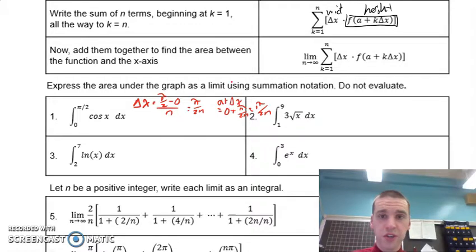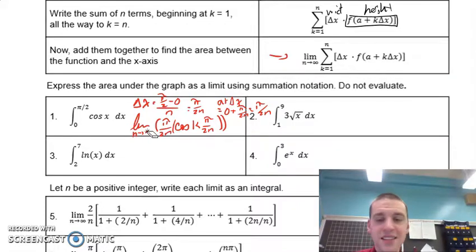And now we're going to write it right to that point. So we're going to go limit as n approaches infinity of delta x, pi over 2n, multiplied by f of, well, f is a cosine function, so cosine of what a plus delta x was, so k pi over 2n. That's it. So that is limit notation of Riemann sum.